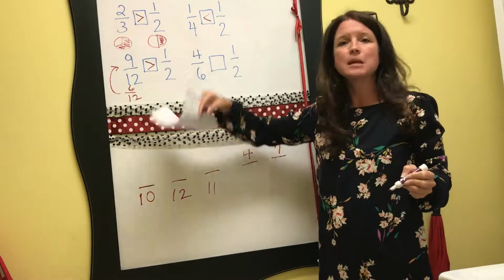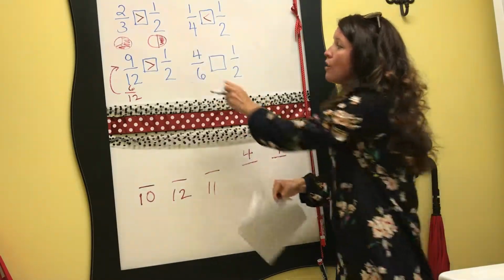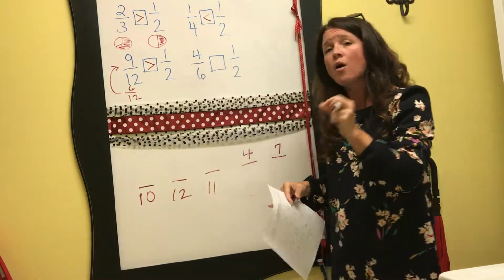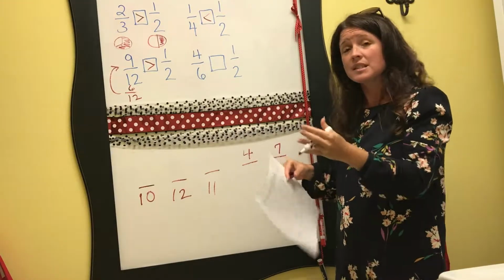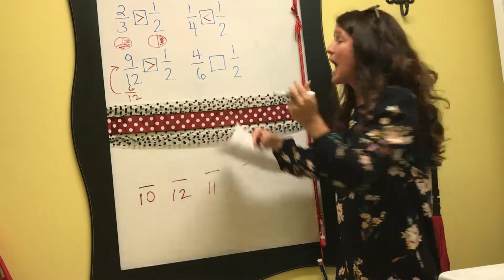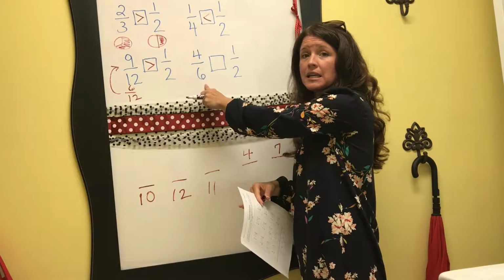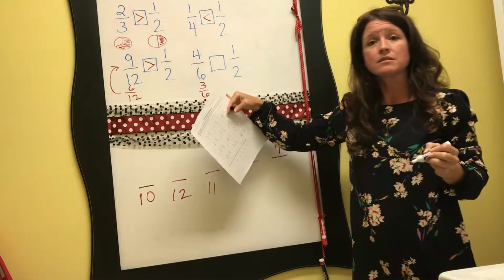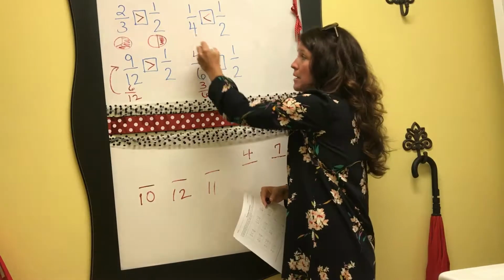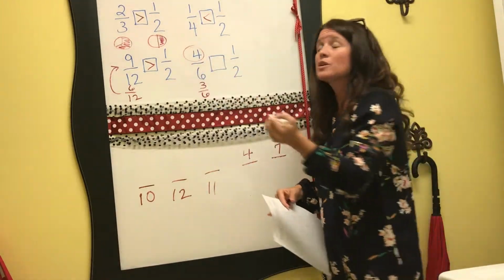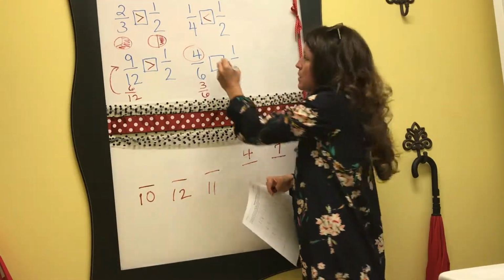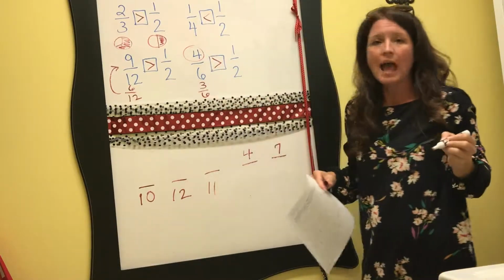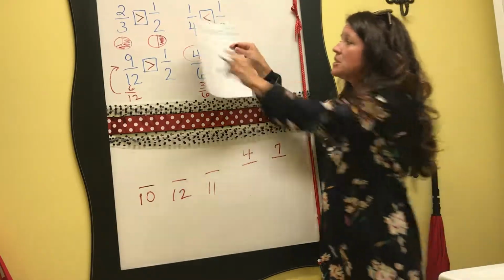You can use that same strategy through this whole paper. 4/6. If they don't already know that 4/6 is greater than 1/2, ask them what half would look like if it were in sixths. Students are going to tell you 3/6 is half. Well, we're talking about 4/6, which means we're a little bit, just a tiny bit bigger this time than 1/2. That's the top half of the paper.